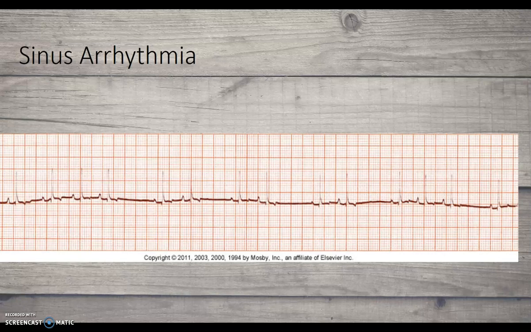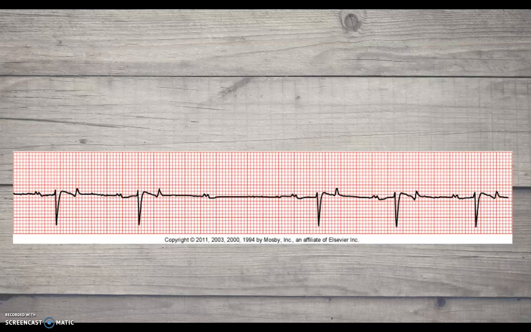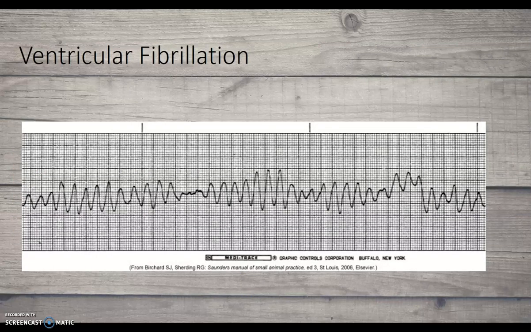Here's a sinus arrhythmia. So that's when the heartbeat slows and increases as they breathe. Here's a second degree AV block. If you look in the middle right there, you'll see that it doesn't even have a QRS complex. And this is ventricular fibrillation.